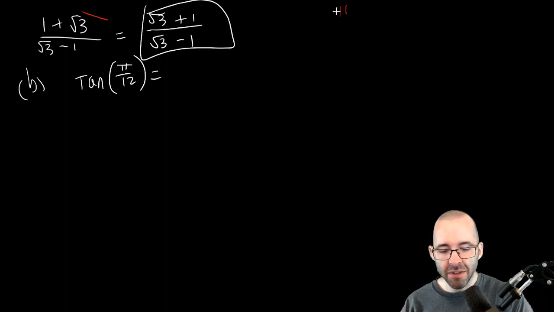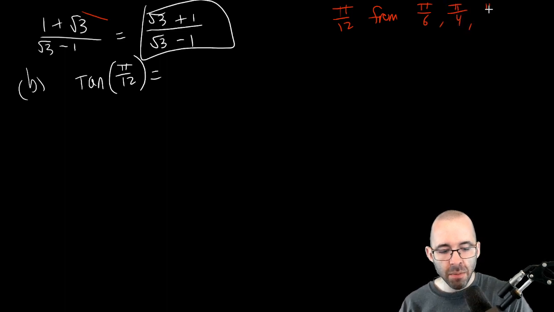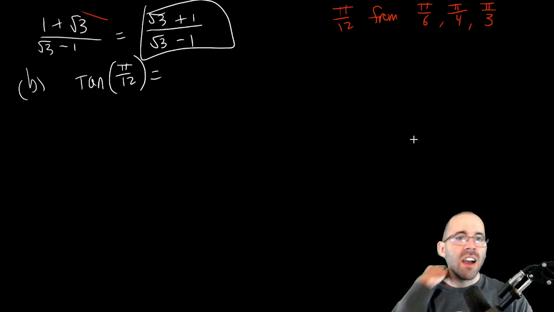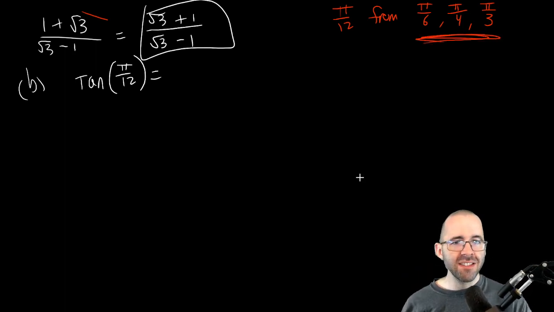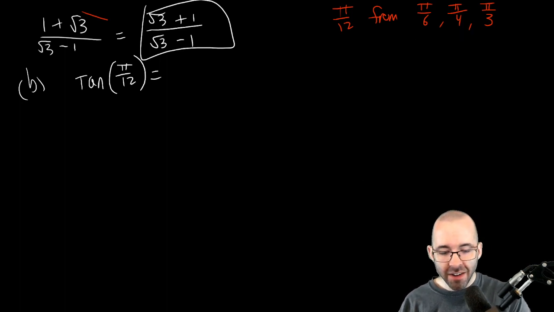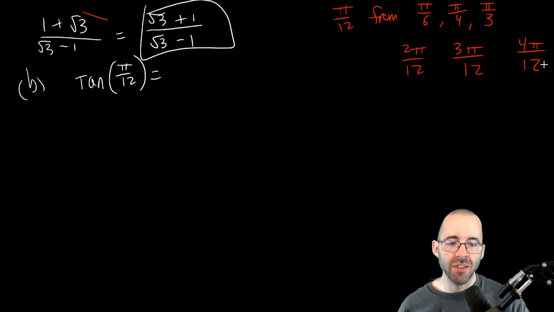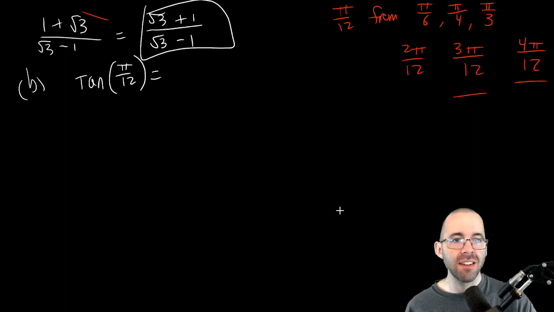How do we get pi over 12 from the ones we know? Pi over 6, pi over 4, pi over 3. And if you're ever trying to do this directly in radians, I'd recommend writing all three of these as divided by 12. That's 2 pi over 12, 3 pi over 12, and 4 pi over 12, because now it's much easier to see how we're going to get 1 pi over 12. It's just this minus that.